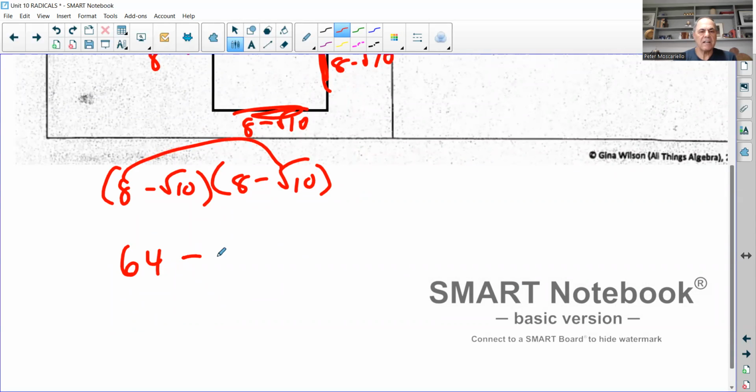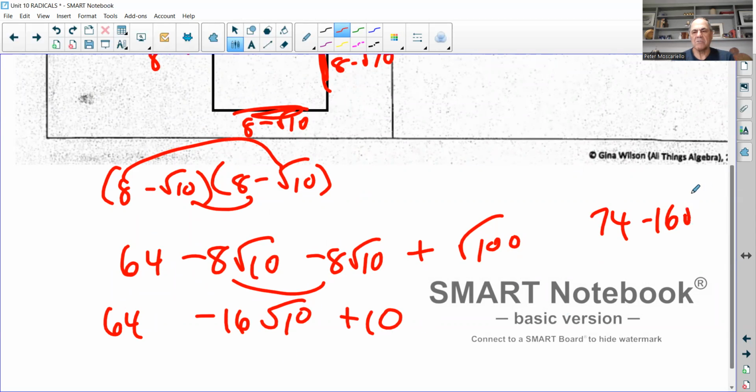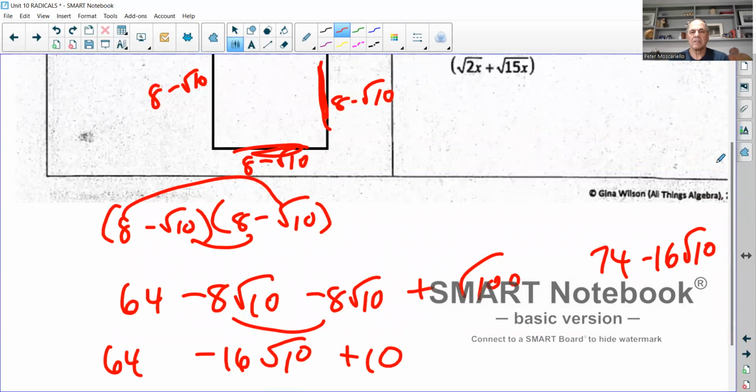Okay, first is 64. Outer is negative 8 root 10. Inner is negative 8 root 10. Root 100, 64. These are negative 16 root 10. Square root of 100 is a perfect 10. So how about 74 minus 16 root 10? There you go.